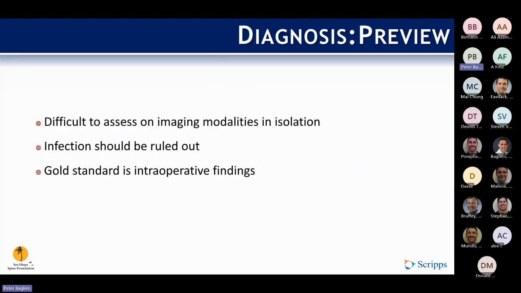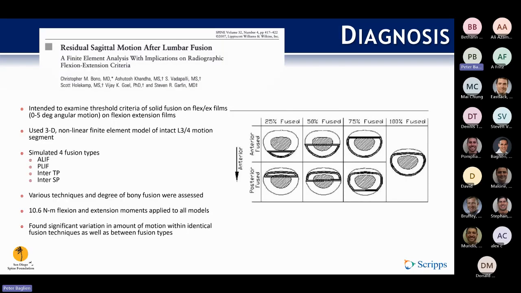All right, so we'll talk about diagnosis now. The takeaway preview for this is that it's really difficult to assess on imaging modalities in isolation. You have to rule out infection, and the gold standard is still intraoperative findings. But why it's hard to assess, especially on just radiographs, is well described in this paper, published in 2007. It was looking at the threshold of movement on various spine models for how much elastic deformity the bone underwent intrinsically.